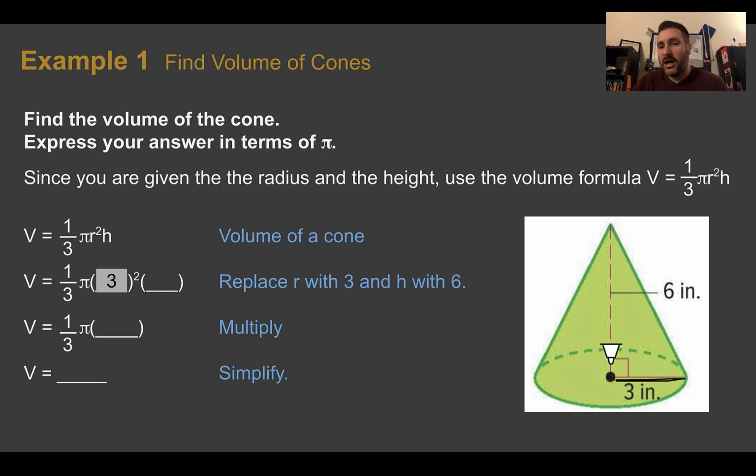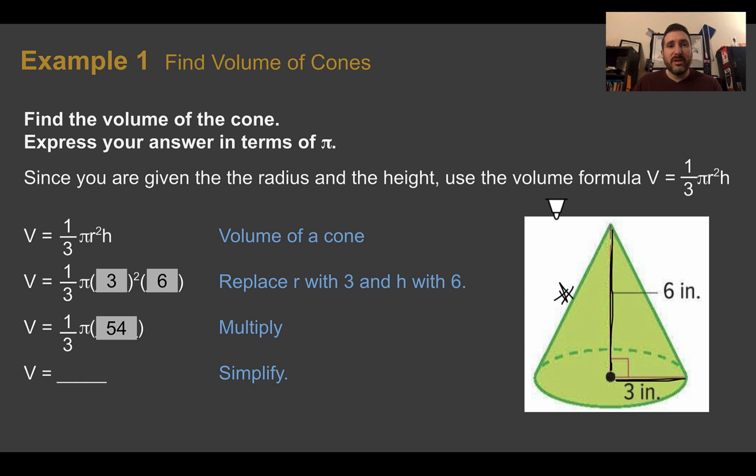And our height, this time, you need to make sure you are using the height through the center. Sometimes they try to trick you and give you a number that's over here, but you don't want to use those. You want to use the height straight up and down. So h is 6. Now we can multiply it out. 3 squared is 9 times 6 is 54.